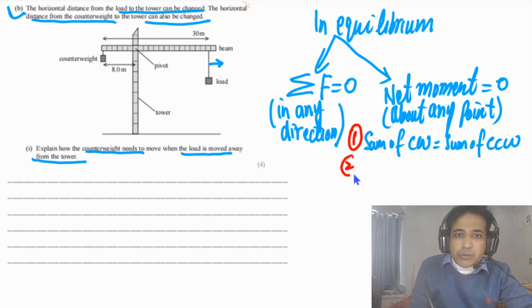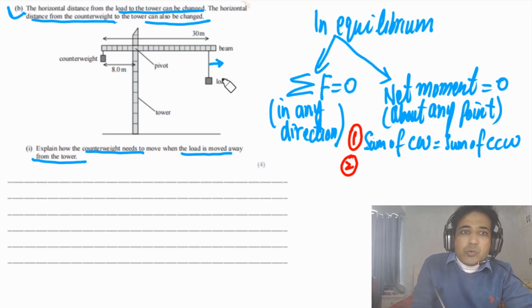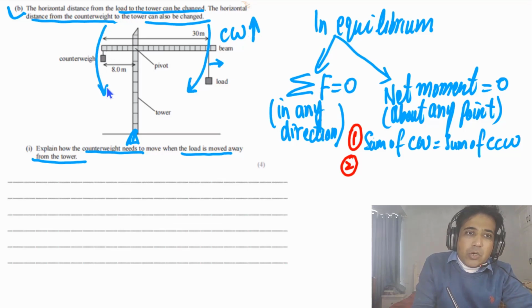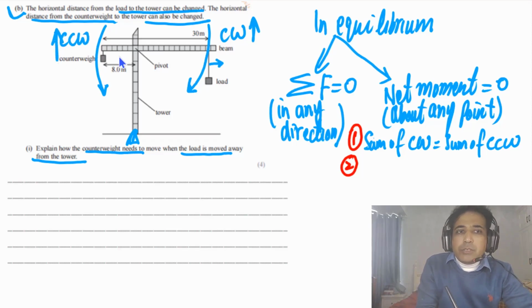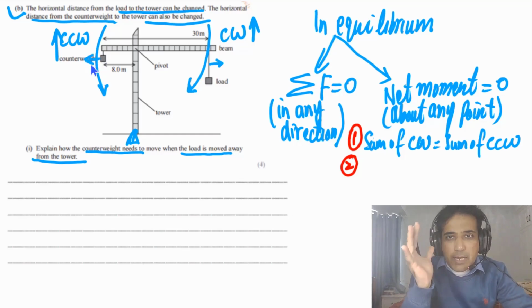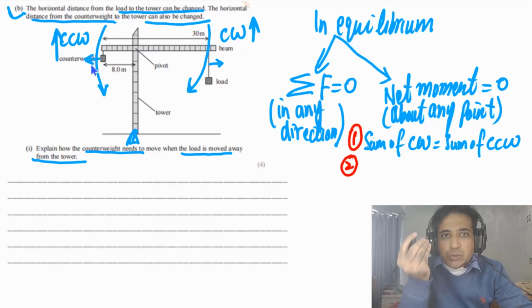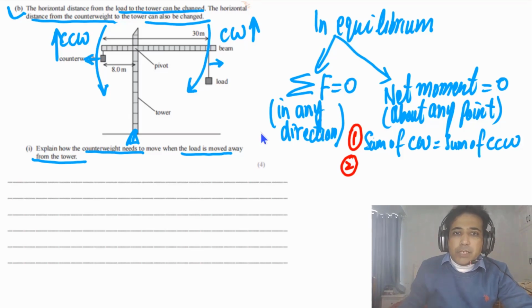The second point we need to understand is when we move this load to the right, this is the clockwise moment, and this is our pivot, so the clockwise moment will increase, so CW increases. So we also need to increase the counterclockwise moment, so this one also has to increase. So how can we increase this one? We also need to move this counterweight to the left. So these are the points you need to understand to answer this question, and this question has 4 marks.